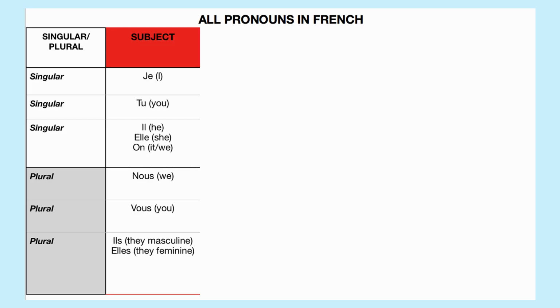The subject pronouns are divided into two main categories: the singulars and the plurals. Je is I, tu is you, il is he, elle is she, on is it or we, nous is we, vous is you, and ils is they masculine, elles is they feminine.